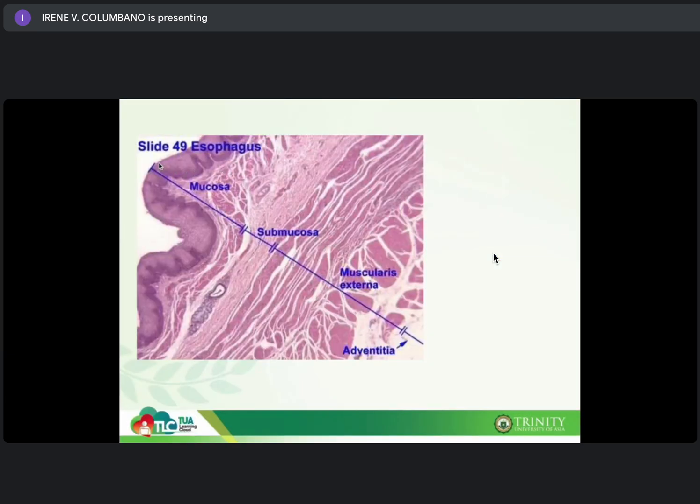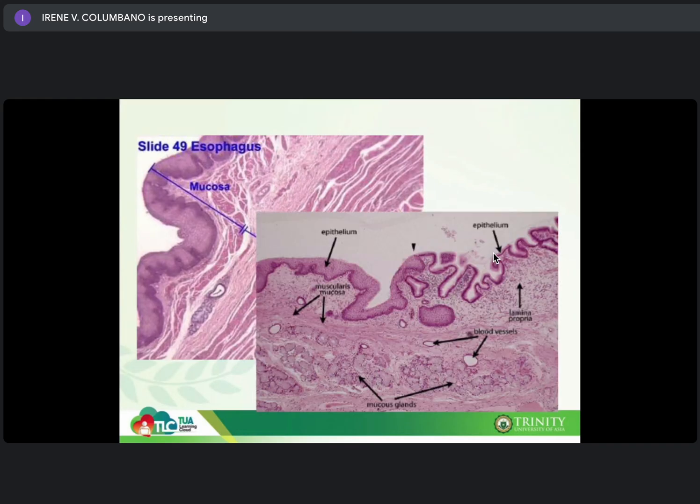So again, nakita natin ito yung lining epithelium ng esophagus, stratified squamous non-keratinized epithelium, and then we can see here the 4 layers. The innermost is the mucosa, followed by the submucosa. We have here the muscle area, the muscularis externa, and then the outermost is the adventitia or the serosa. Again, look at here the epithelium ng esophagus. But as it goes down, papunta na siya sa stomach, ano nang nagiging lining epithelium niya?